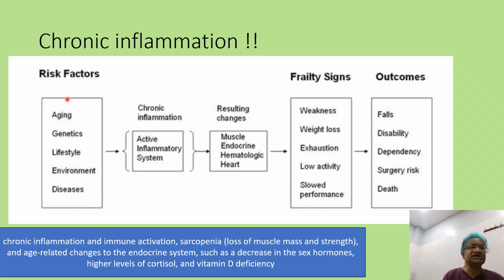So the risk factors: number one is aging and genetics, then lifestyle, food, and exercise. Other diseases can also influence this. For example, a patient with Alzheimer's disease or an old CVA can go into these things. Slowly, exhaustion, weight loss, falls. What they say is, sarcopenia, age-related changes, decrease in sex hormones, higher levels of cortisol, and vitamin D deficiency.